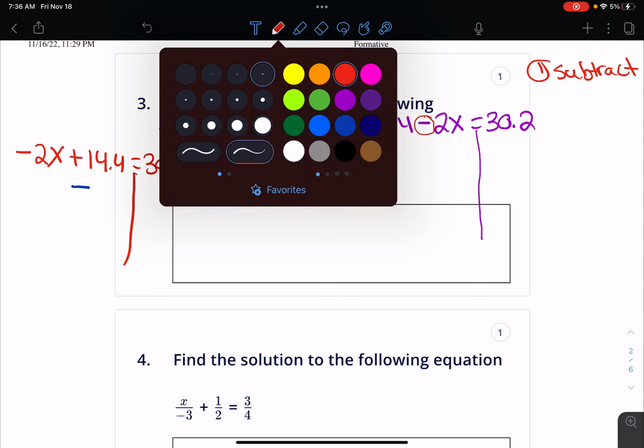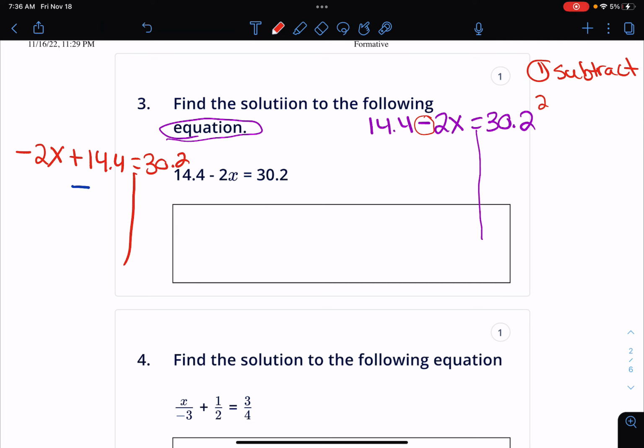And then your second step would have been to divide, because remember, you're doing the opposite. Right here you were multiplying, so you do the opposite, which is divide. So you would divide.